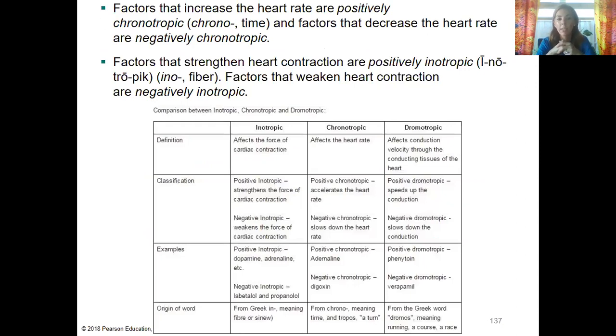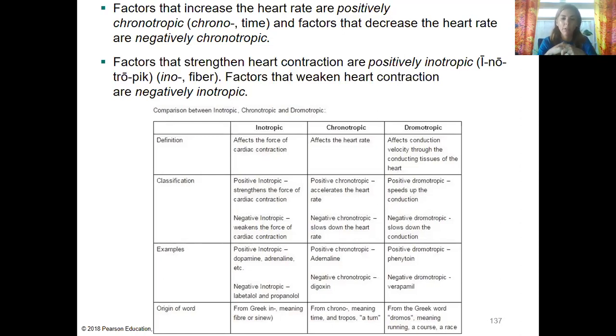There are other things that can change heart rate. For those things that increase the heart rate, we're going to call those positively chronotropic. Anything that will decrease the heart rate, we're going to call them negatively chronotropic. Any factors that will strengthen the heart contraction, so now we're talking about the actual muscle force, the contraction itself, we call those positively inotropic. And anything that will weaken the heart contraction, call it negatively inotropic.